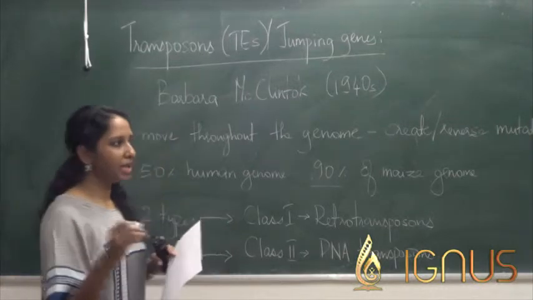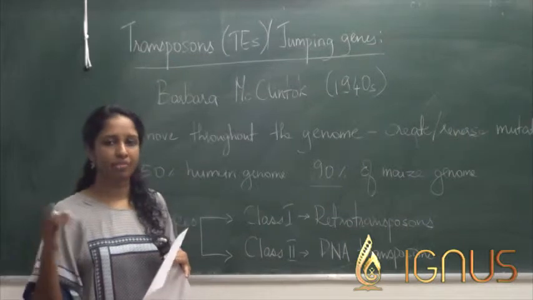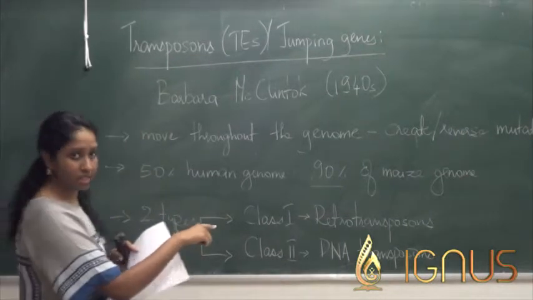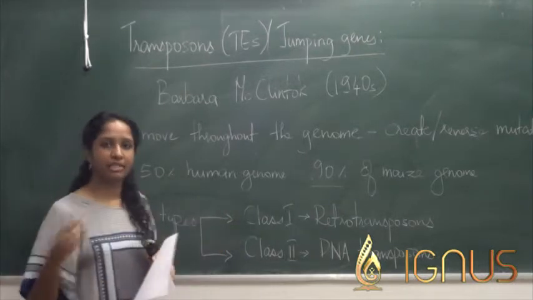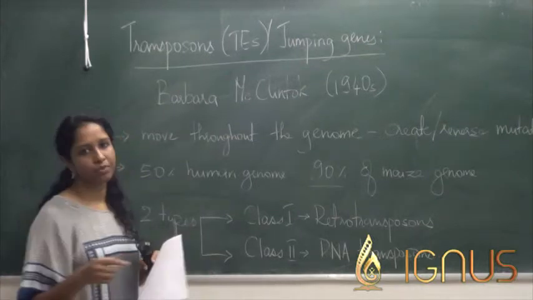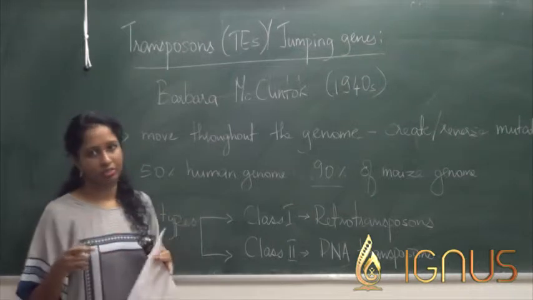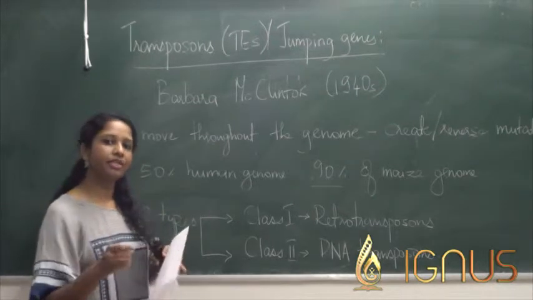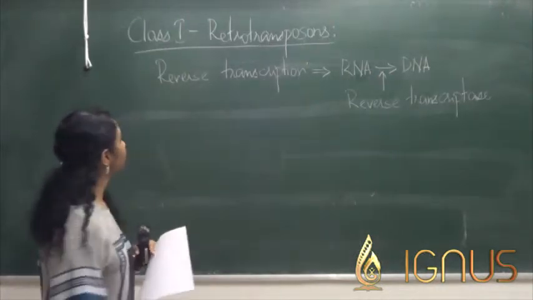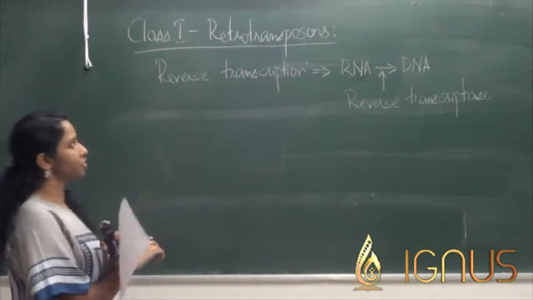Like I was saying, based on the way that they move from one location to another, they are divided into two different kinds. One is class 1 transposons, which are known as retrotransposons. The other is class 2 transposons, which are known as DNA transposons. Now we are going to talk about each of these individually and figure out the mechanism for each of them. First things first, we have the class 1 transposons, which are the retrotransposons.